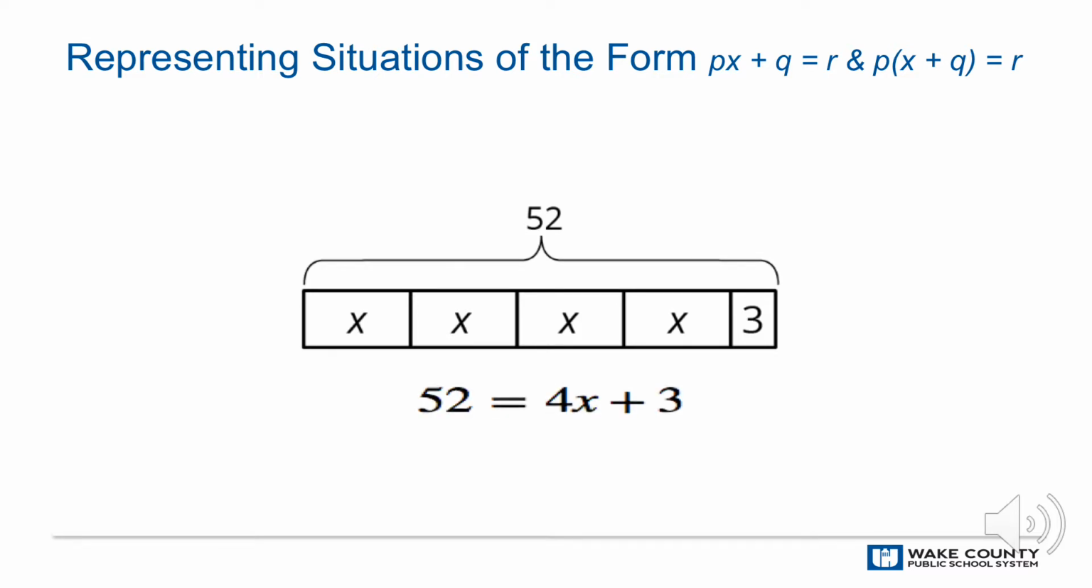An associated equation could be 52 equals 4x plus 3. From the 52 pints of sauce, 3 were set aside, and each of the 4 containers holds x pints of sauce.